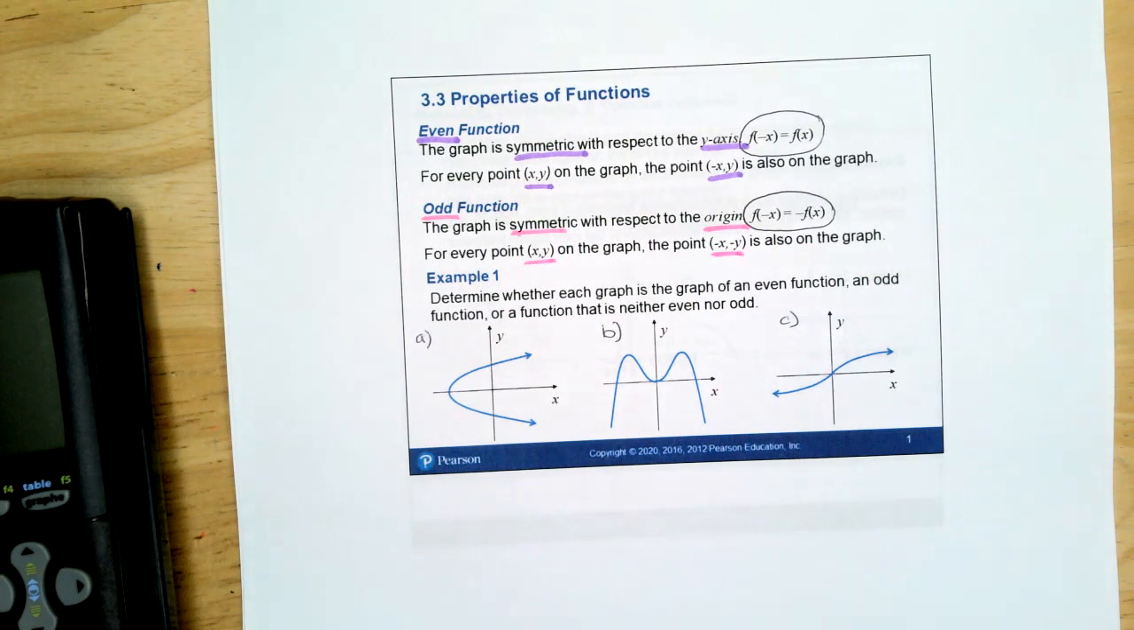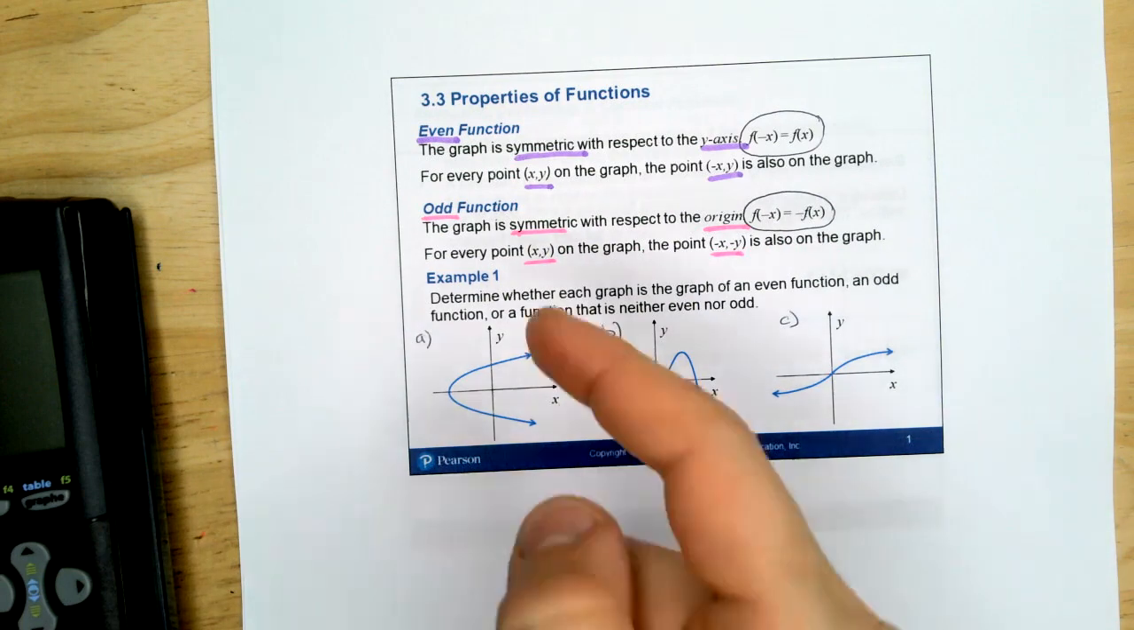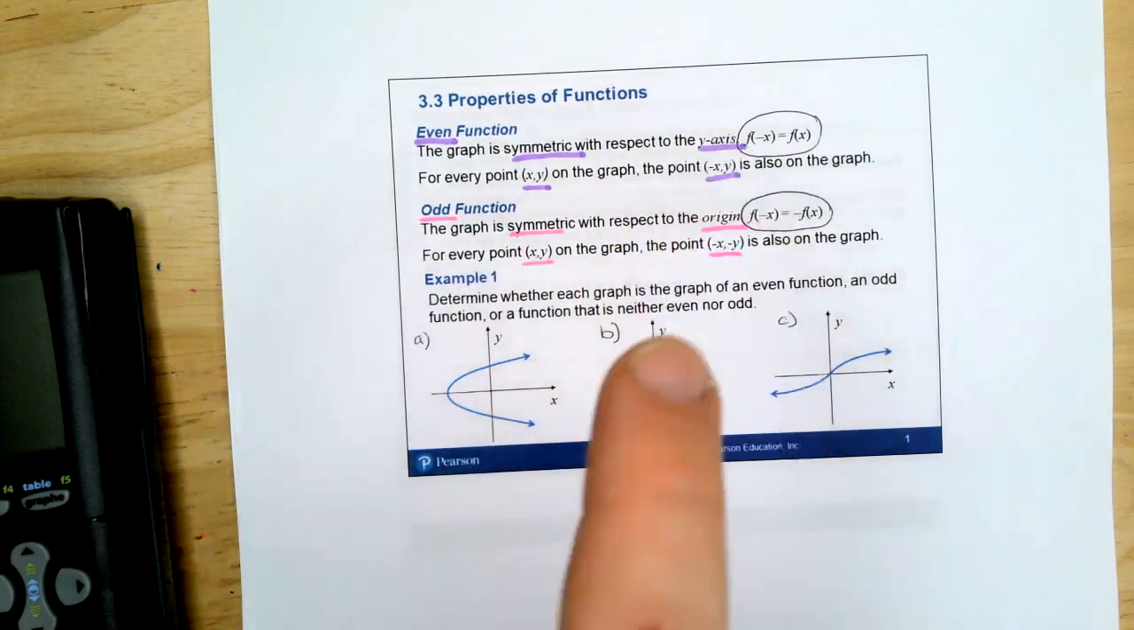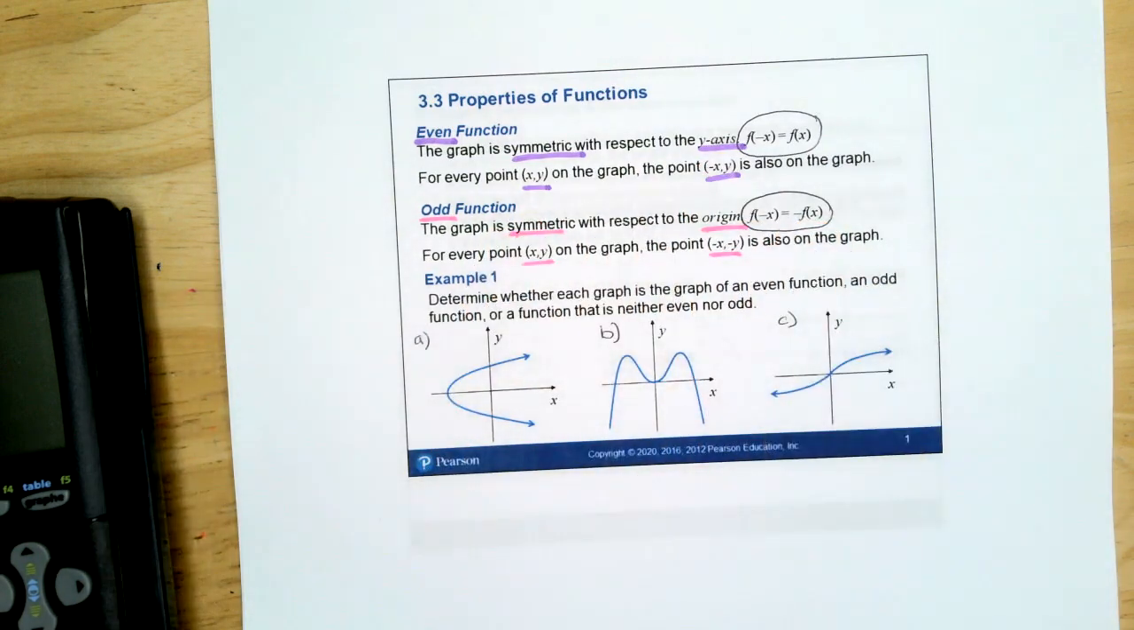Finally, it could be neither, okay? If it's neither symmetric with respect to the y-axis nor symmetric with respect to the origin, it is neither even nor odd.